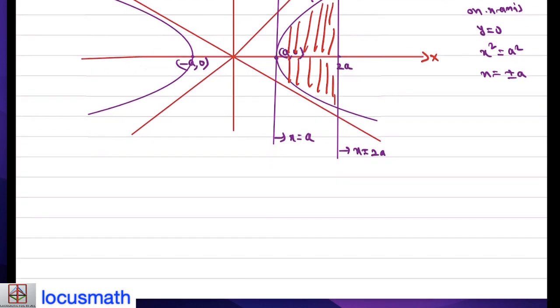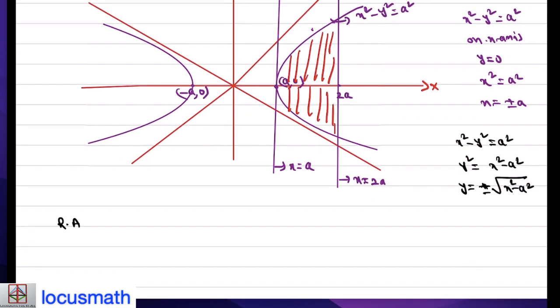So the required area is, from the curve x square minus y square equal to a square, y square is equal to x square minus a square. y is equal to plus or minus under root of x square minus a square. But I am taking the first quadrant, this part only. That's why I am calculating the area in the first quadrant, so you take y with positive sign.